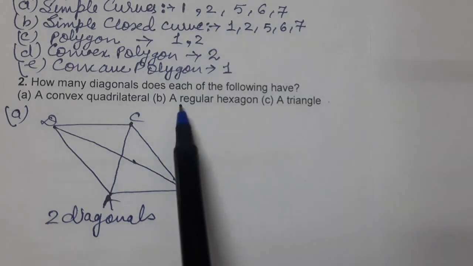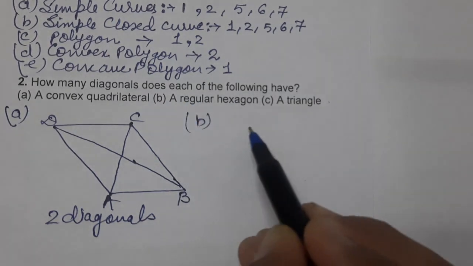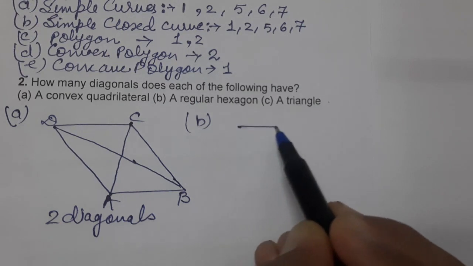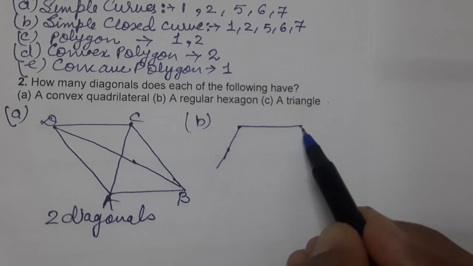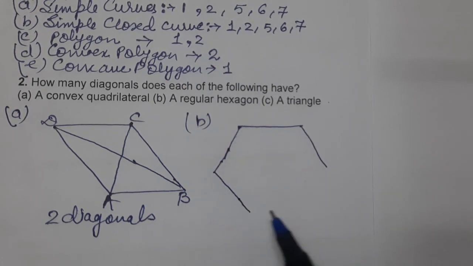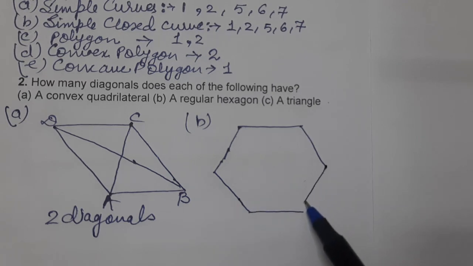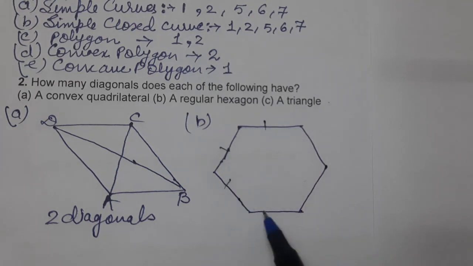Now, what is a regular hexagon? Let's make a regular hexagon. What do you mean by regular, children? Regular means all sides and all angles are equal. Then it is a regular hexagon. So I am trying to make a regular hexagon. So this is a regular hexagon. All the sides are equal, all angles are also equal.